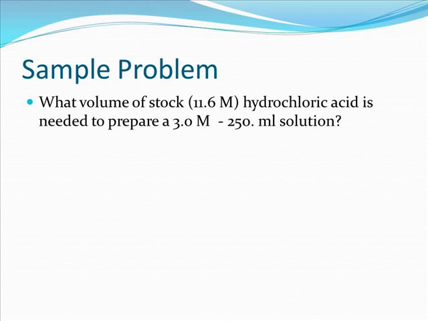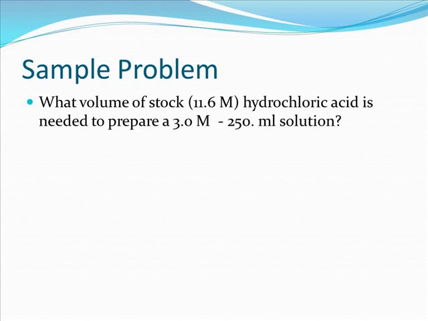When you're working with a dilution problem, the formula is molarity times volume of the stock solution, the original, equals molarity times volume of your final dilute solution. So if our initial concentration is 11.6, we're trying to find the volume of that original solution we need. So it would be 11.6 times X equals 3.0 times the volume, 250 milliliters. So 3 times 250 is 750 milliliters. And we want to solve for X, so we'll take 750 divided by 11.6 molar, and that will give us the milliliters of the stock solution that we need.